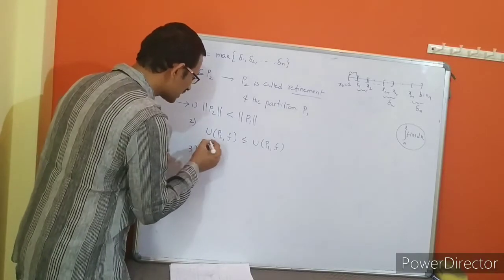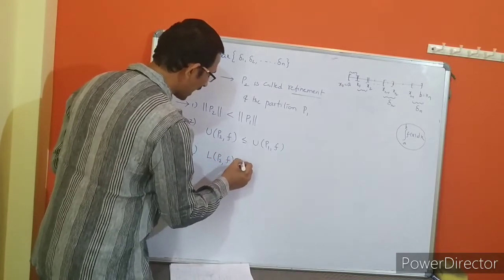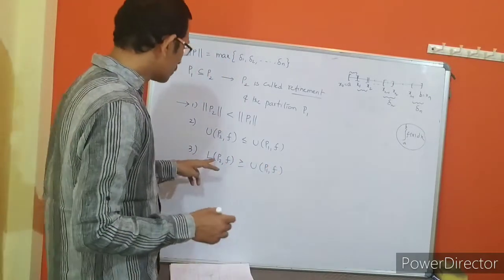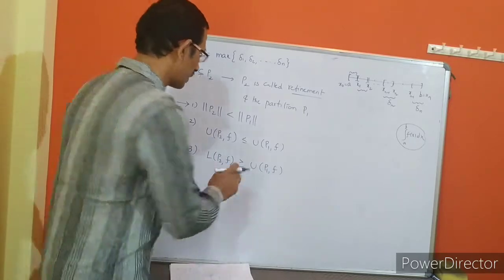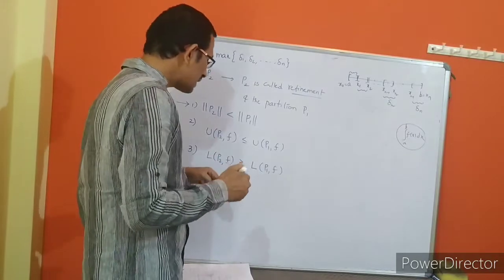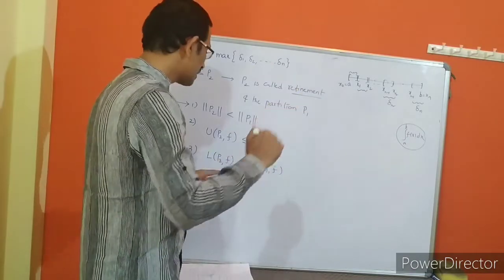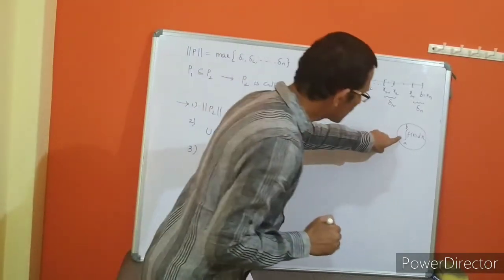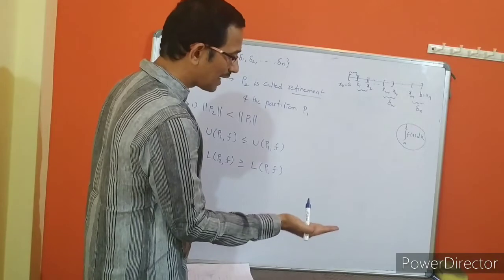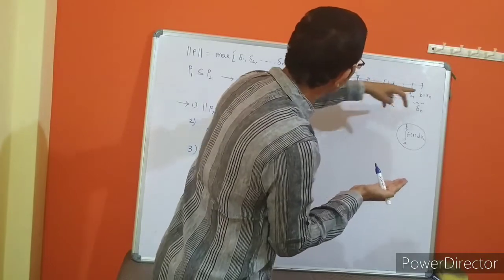And in case of the lower Riemann sum, it gets reversed. L(P2,f) is greater than or equal to L(P1,f). This means if you increase the number of points in the partition, the lower Riemann sum also increases, because the lower Riemann sum is an approximation of the integral from below. So what we do is take a rough or crude approximation and gradually improve it with the fineness of the partition.